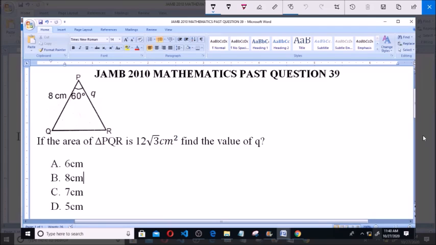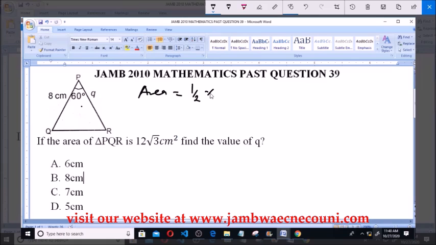I will be answering JAMB 2010 Mathematics Past Question 39. If the area of the triangle given above, which is triangle PQR, is 12 root 3 centimeters square, find the value of Q, that's side Q. A 6 centimeter, B 8 centimeter, C 7 centimeter, and D 5 centimeter. Now looking at this triangle here, we have triangle PQR. This side is 8 centimeter and this side is Q. And we are asked to find this Q, given that the area of this triangle is 12 root 3.